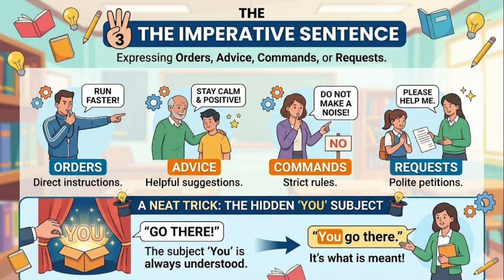Number 3, the imperative sentence. We use these to express orders, advice, commands, or requests. A neat trick here is that the subject you is usually hidden or understood. If I say go there, I mean you go there.